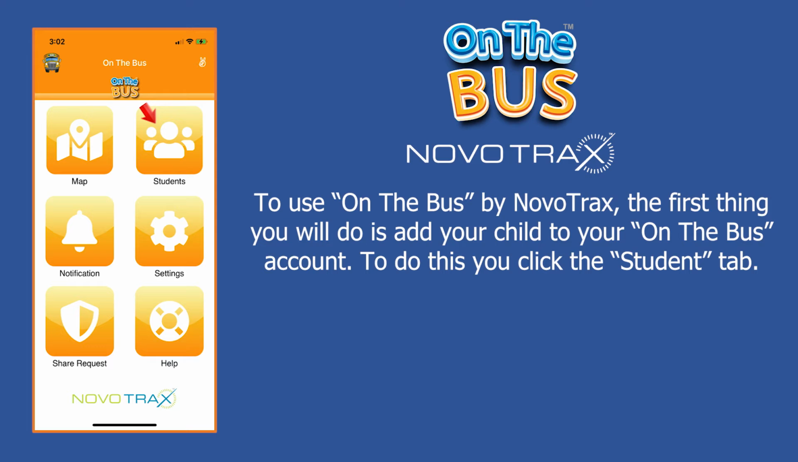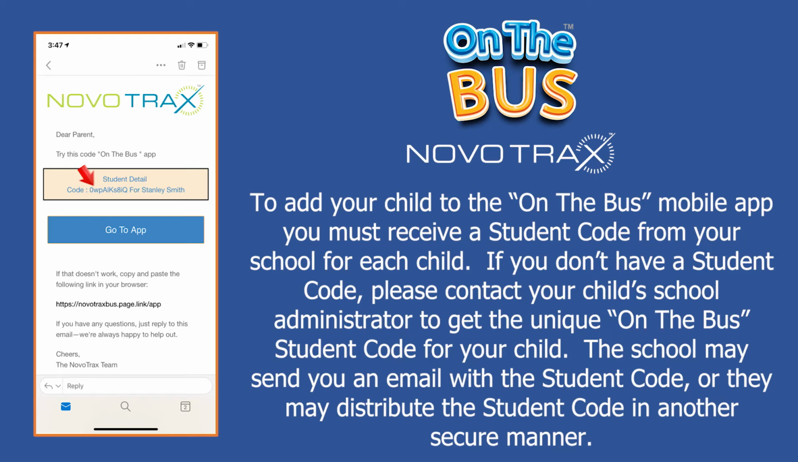To use On the Bus by NovaTracks, the first thing you will do is add your child to your On the Bus account. To do this, you click the Student tab. To add your child to the On the Bus mobile app, you must receive a student code from your school for each child. If you don't have a student code, please contact your child's school administrator to get the unique On the Bus student code for your child.